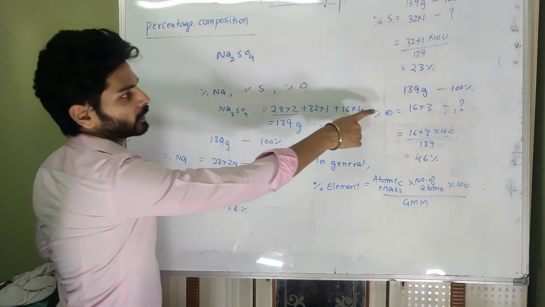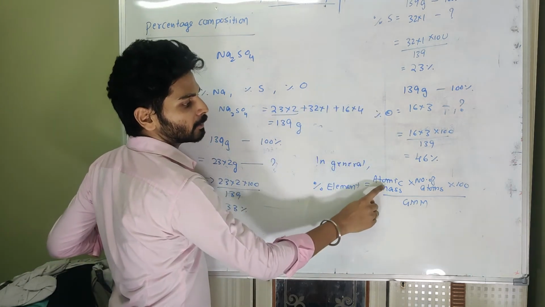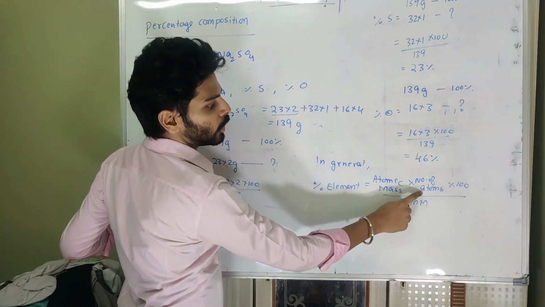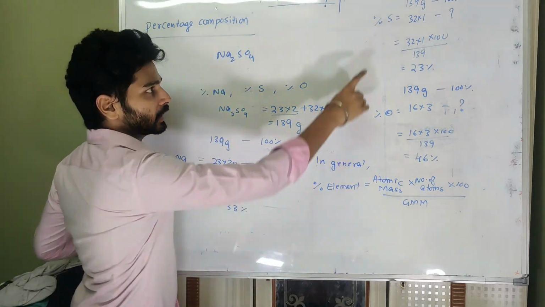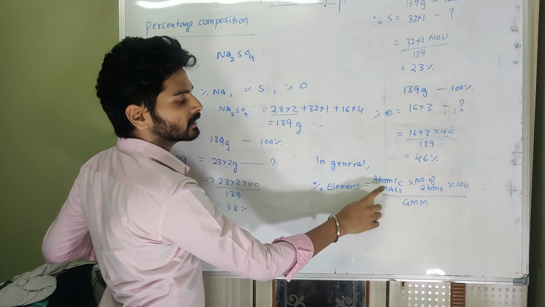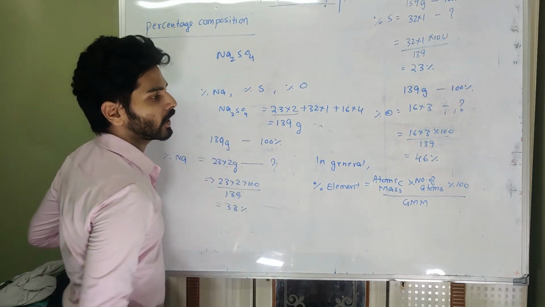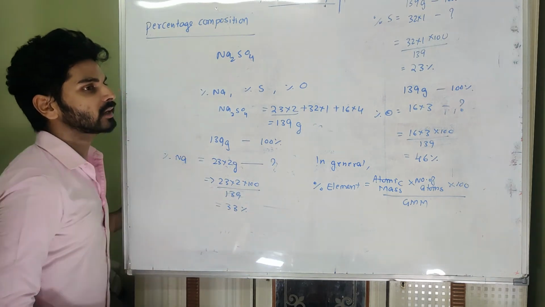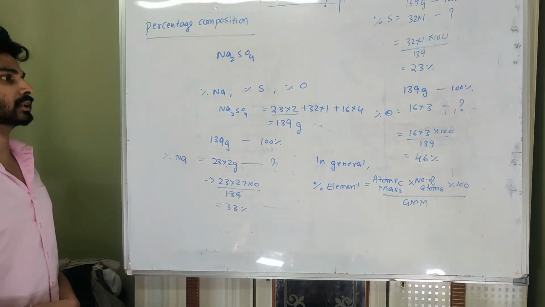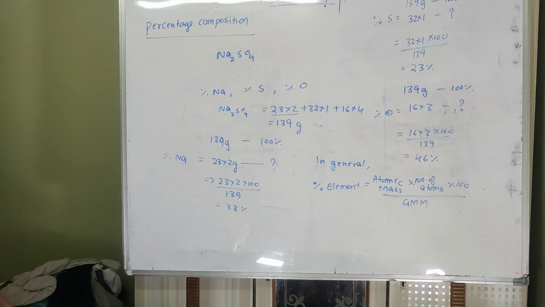Here also you can cross check. 16 is the atomic mass of oxygen, 3 is the number of oxygen atoms, into 100 divided by gram molecular mass. In the case of sulfur, 32 is the atomic mass and the number of atoms is 1, into 100 divided by gram molecular mass. So this formula gives us the calculation for the percentage of an element.